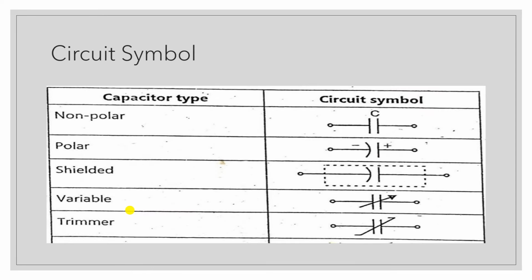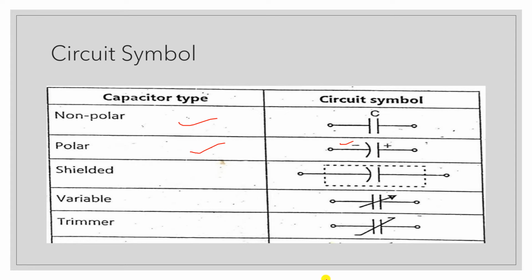Okay, now next. A capacitor has the following circuit symbol. A capacitor that does not follow polarity is known as a non-polar capacitor. It has two parallel plates with dielectric material, and we can connect this capacitor in either way. Similarly, in the polar type of capacitor, positive is indicated on this side and negative on this side. This is the polar type of capacitor, which follows polarity.